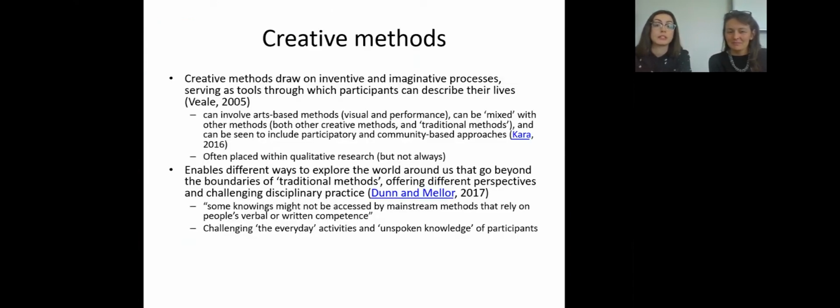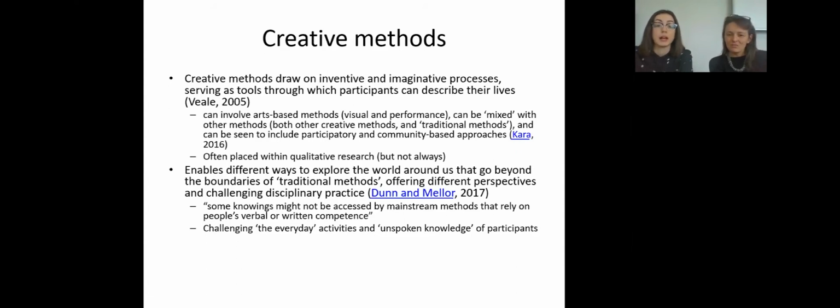So when we talk about creative methods, we look at methods that draw on inventive, imaginative processes, serving as tools through which participants can describe their lives. These often involve art-based approaches like visual methods or performance, and can also be mixed with other methods, both other creative methods and traditional methods like focus groups, surveys, or other interviews. They can also be seen to be participatory and informed by community-based approaches, which we'll be talking about later on today. They're often based within qualitative research methods, but not always. There are examples of people who have used creative methods with quantitative approaches.